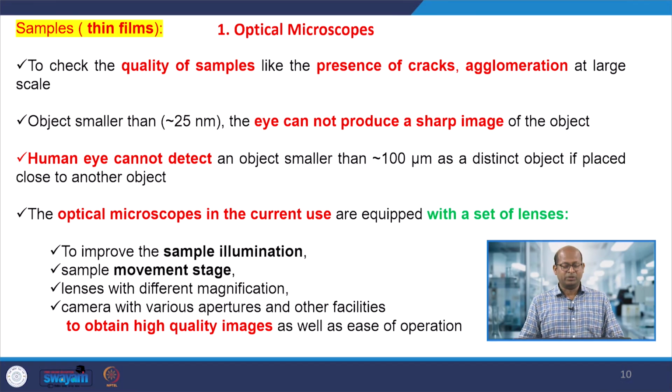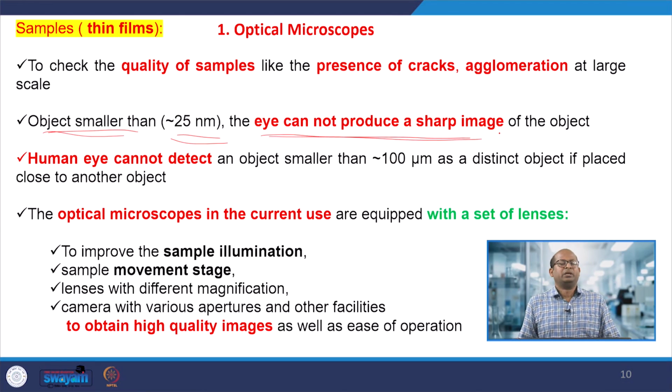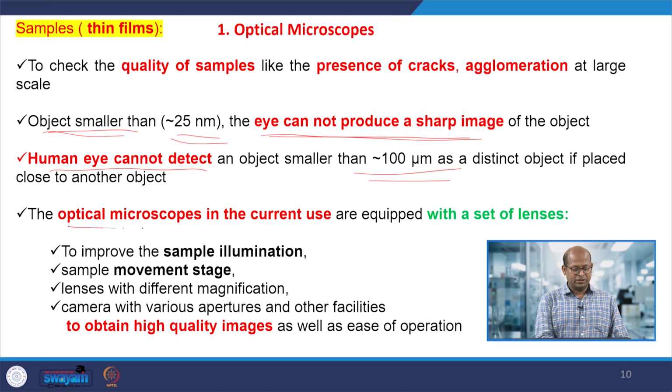Once we prepare the sample, we cannot get a particular image with the naked eye, or characterize the properties of that material. Suppose we have a material or object that is smaller than 25 nanometers, I cannot produce a sharp image of that object. With the naked eye it is very difficult to analyze. Since the human eye cannot detect objects less than 100 micrometers, we cannot distinguish them. Suppose two different materials of 100 micrometers are placed together, it is very difficult to distinguish them. So we have to take help from an instrument, that is the optical microscope.